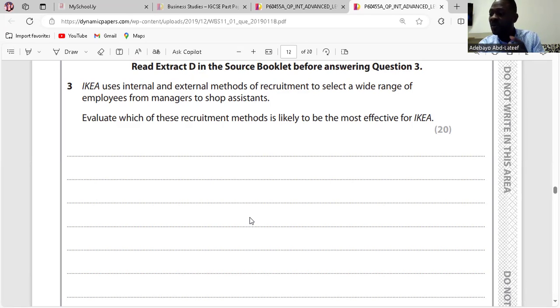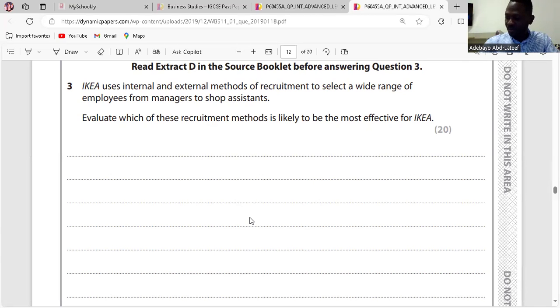Number 1, it is more cost efficient, as IKEA doesn't need to advertise the vacancy on any media platform. This will keep its price low, which means IKEA might still be very competitive in the market, because incurring costs on advertisement based on recruitment might mean that IKEA must increase its prices. But here, IKEA is not going to incur any cost, which means its price can still be the way it is. Then it can remain competitive.